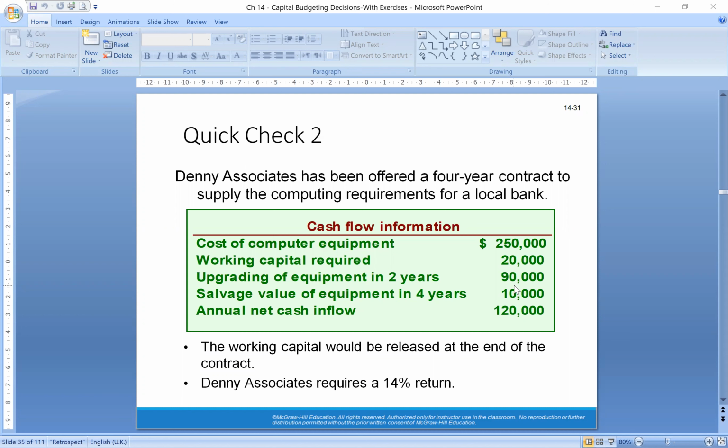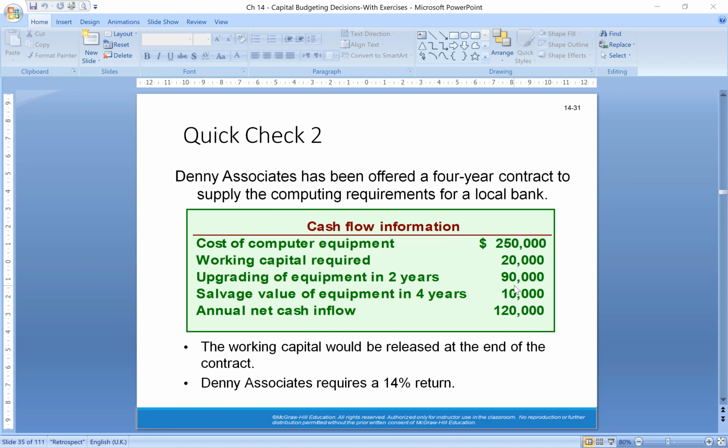Salvage value of equipment in 4 years. If you remember the salvage value, which is the market price of the asset at the end of the life, and will be received after 4 years for one time, 10,000. And the annual net cash inflows, 120,000. So I'm expecting to receive 120,000 as net cash inflows for the company. Working capital will be released at the end of the contract. The 20,000 will come back after the 4 years or after the life of the project.